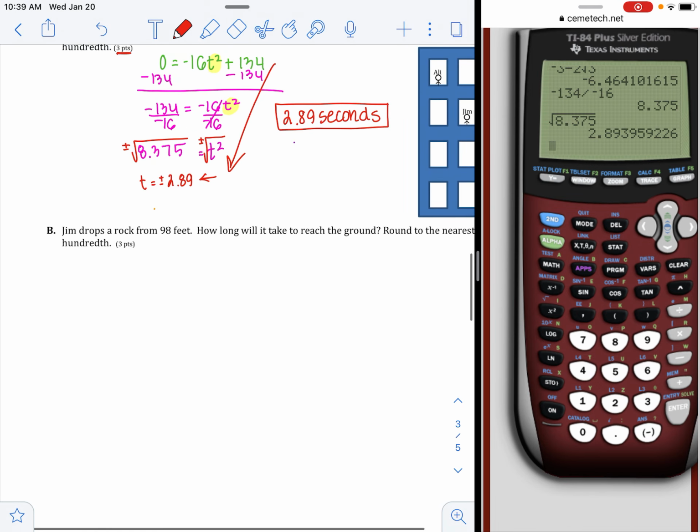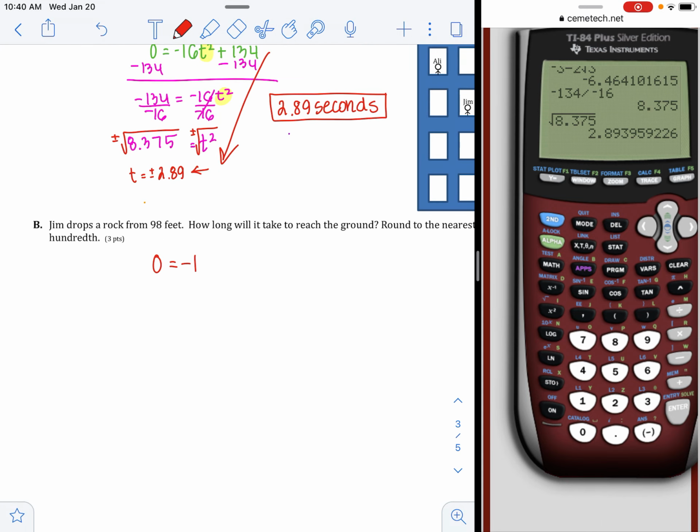All right, last one's pretty similar. Jim drops the rock from 98 feet. So instead we're going to use 98 feet. How long will it take to reach the ground? So I have 0 equals negative 16t squared plus 98. Once again, I have to solve for t squared so I can square root. Subtract 98 from both sides. I have negative 98 is equal to negative 16t squared. I now have to get t squared by itself, so I'm now going to divide by negative 16.